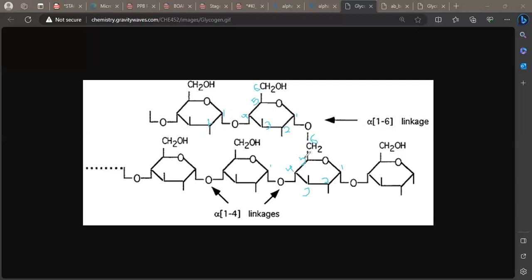Okay. Samiha, have you understood? No, I've not understood. It wasn't Samiha, it was me. Oh, okay, sorry. So 1 is this one. Okay. So you're looking at the anomeric carbon.